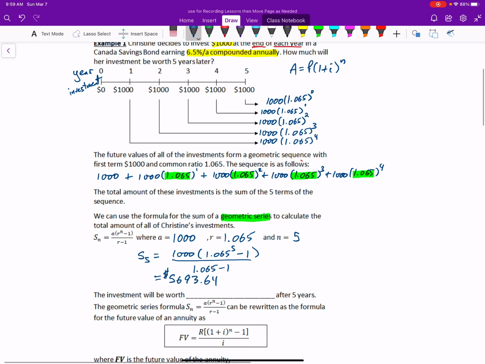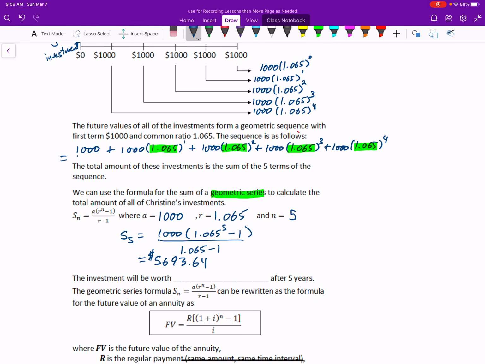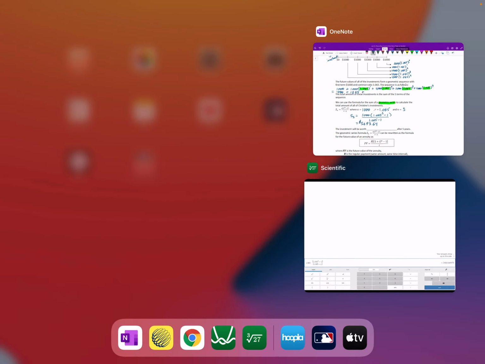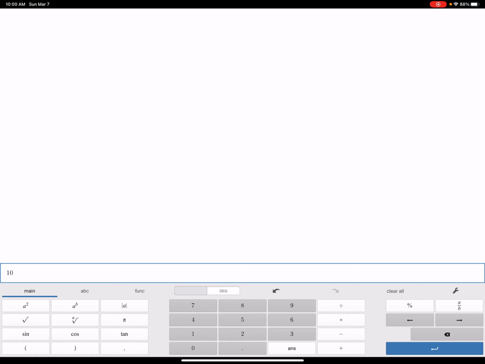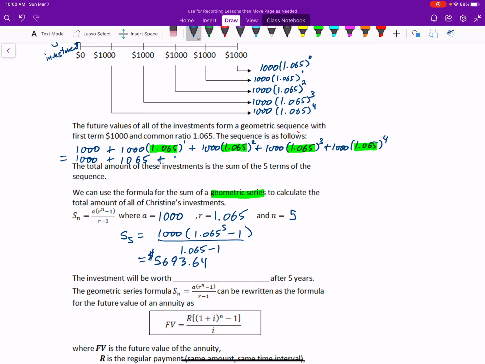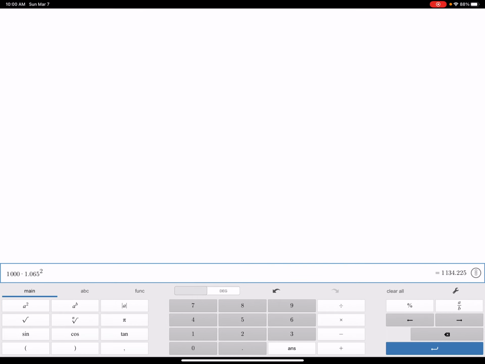Now, just to prove that this is true, let's go back and just work out what these are. So 1,000 is 1,000, obviously, and 1,000 times 1.065 would be 1,065. And 1,000 times 1.065 squared is 1,034.23. And then if I cube it for the next term, just change this exponent to a 3, it's $1,207.